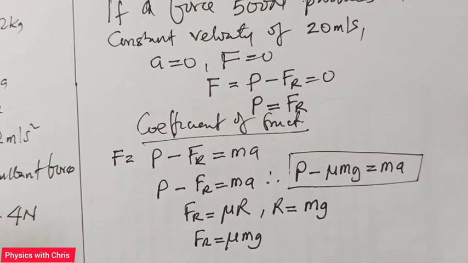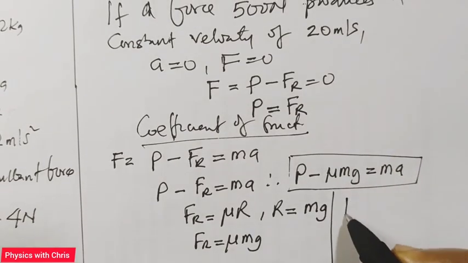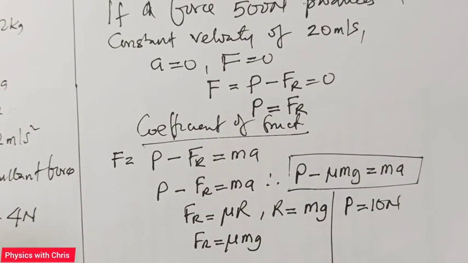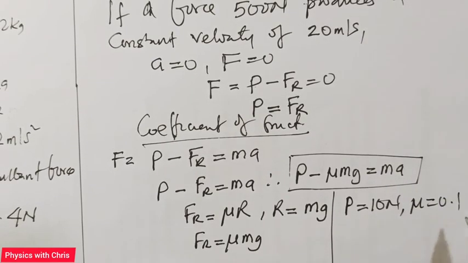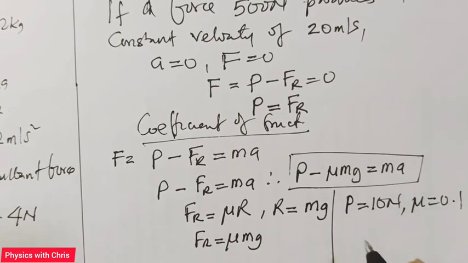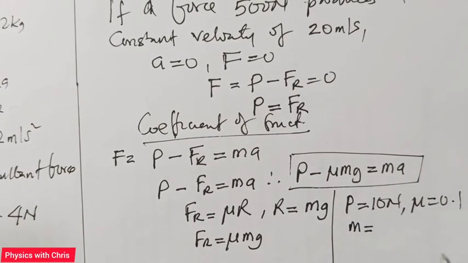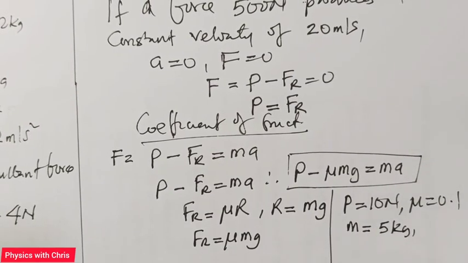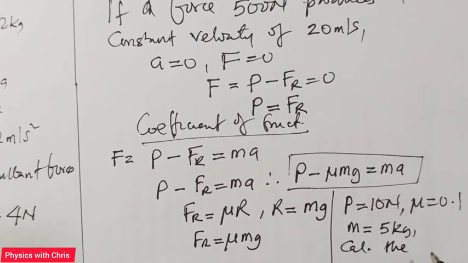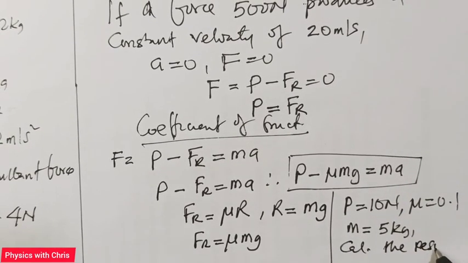Or sometimes we also calculate the frictional force acting on the body, given the coefficient of friction and other parameters. Take, for instance, we are told that a force P of 10 Newton moves a body along a rough horizontal surface of coefficient of friction 0.1. The coefficient of friction has no unit. Taking g as 10 and the mass of the body as 5 kg.